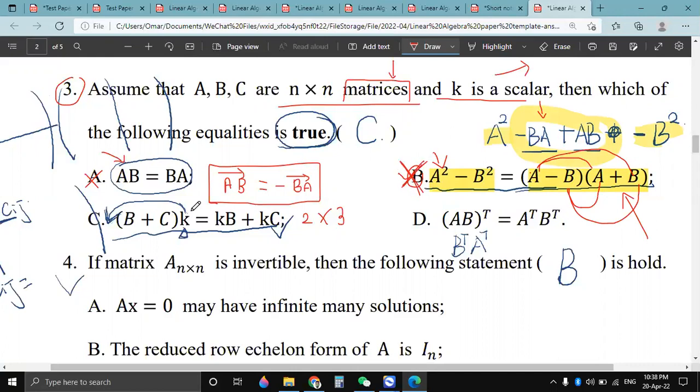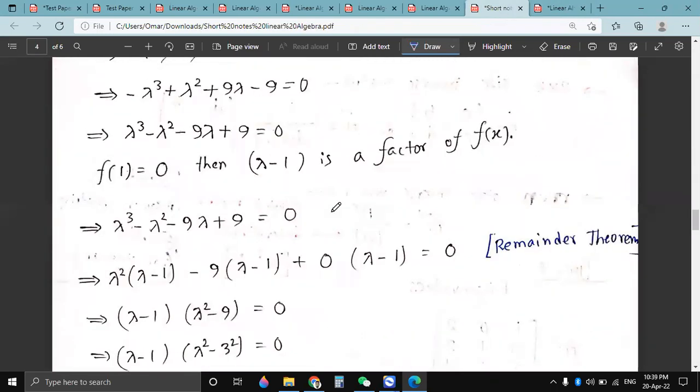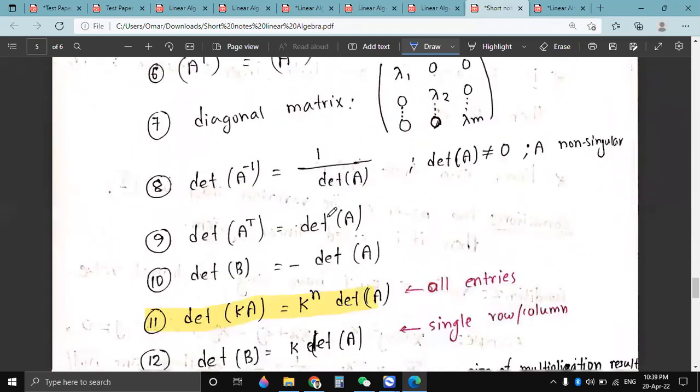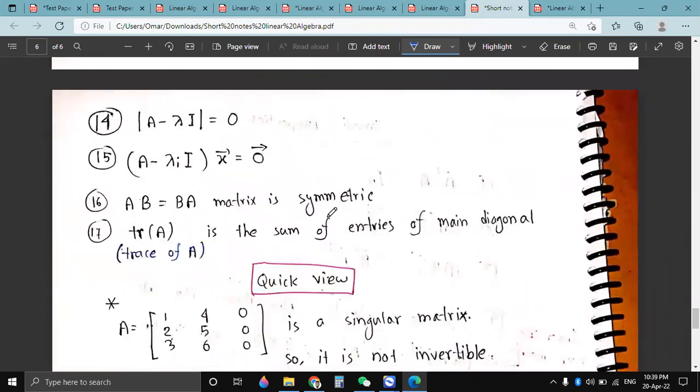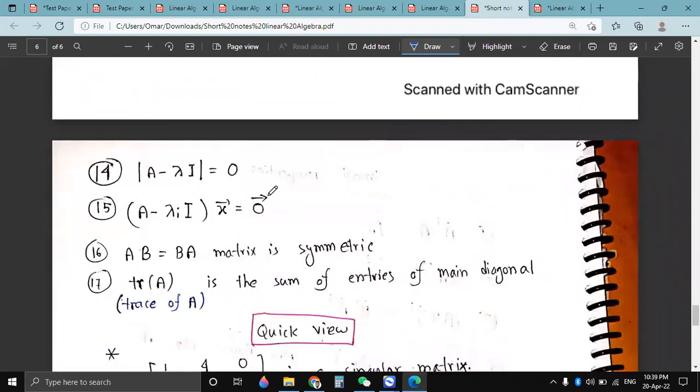Okay. And the third option here is b plus c multiplied by k. So k is just a scalar, I mean just a number. So we can write it this way, kb plus kc. Okay, because they are just numbers. And then option D, it is AB transpose. So if you look at my short note here, AB transpose.